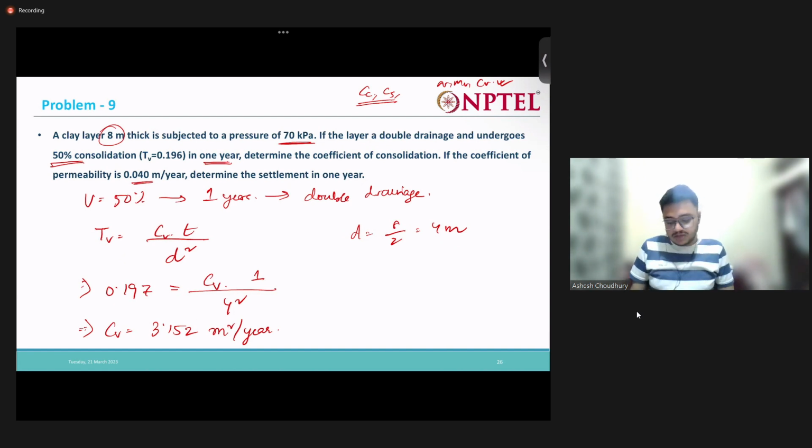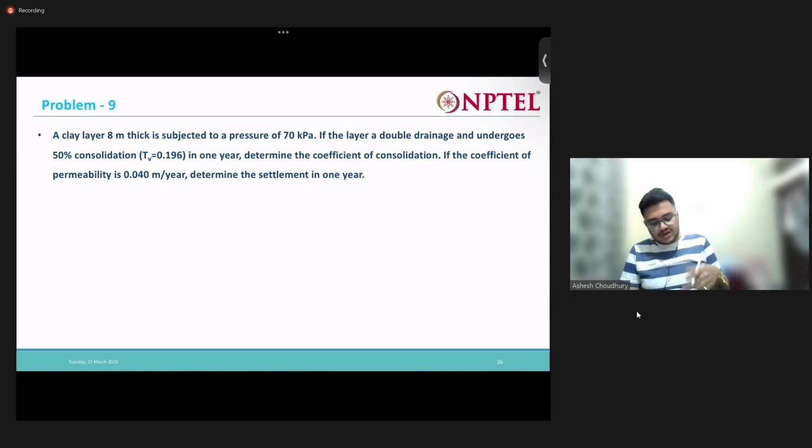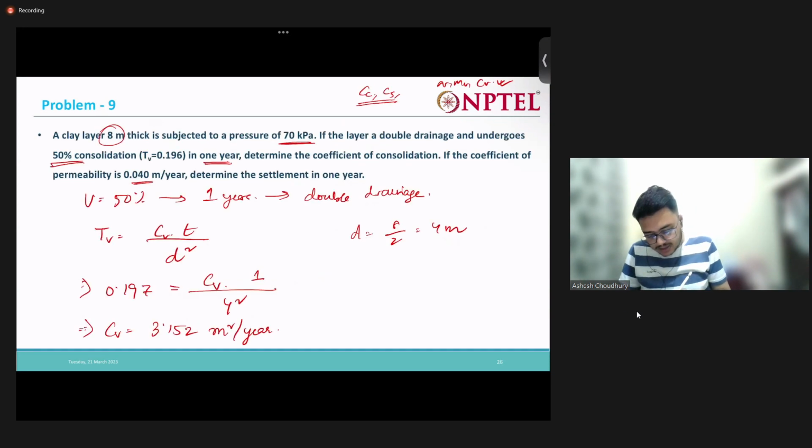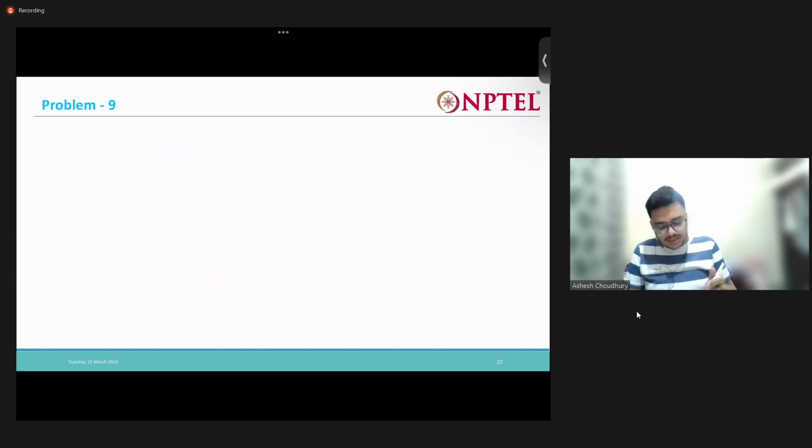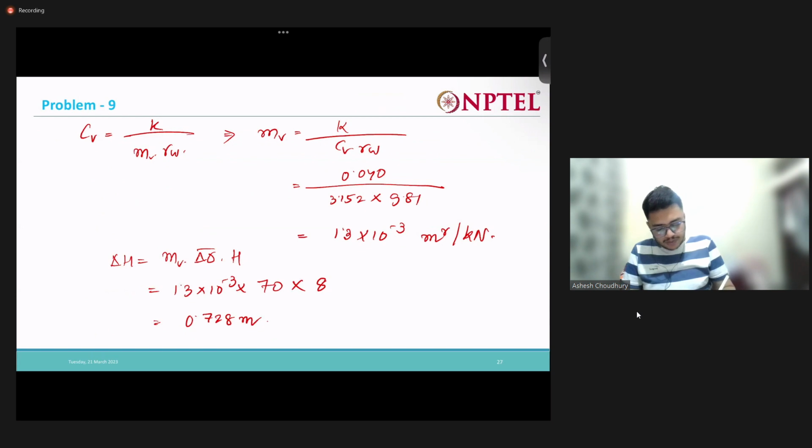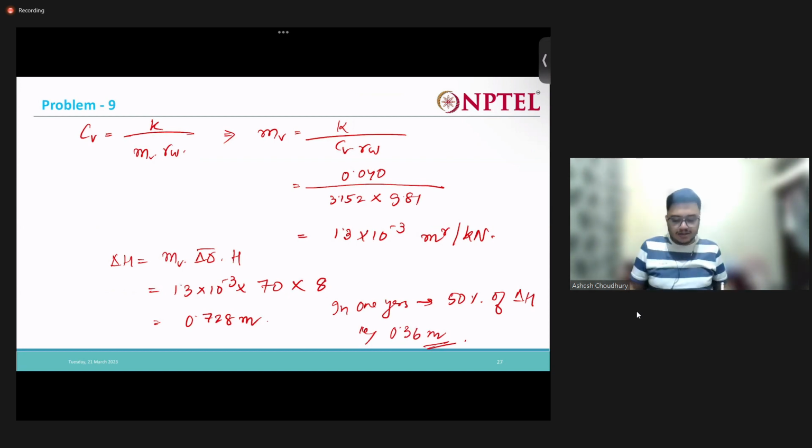Now it's asked to us to determine the settlement in 1 year. Okay, that means 50%. So 50% consolidation in 1 year. So total consolidation I determined this much. So in 1 year, what is the amount of settlement? 50% of this value, that is 0.728 divided by 2, that is 0.364 meter, right?